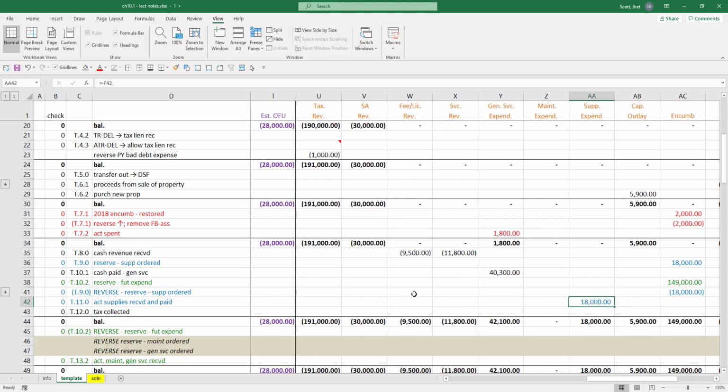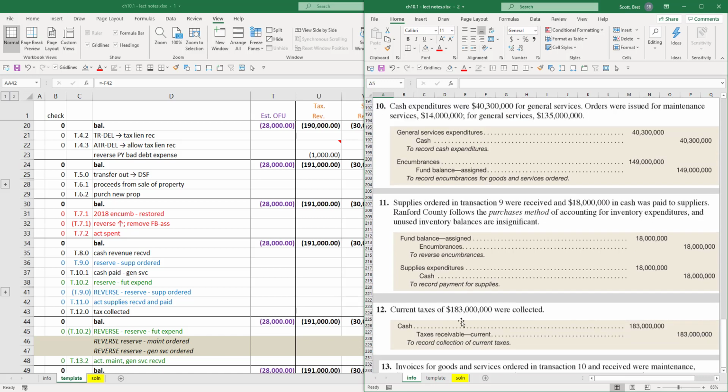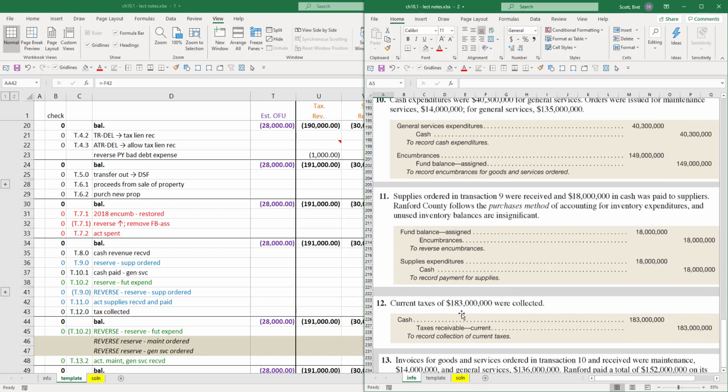So hopefully you see why we use the whole encumbrance balance. If we have any encumbrances that we don't actually receive or pay for, those will get carried over in the following year. But the encumbrances are like in and out, in and out, in and out most of the time during the year. That's transaction 11. Reverse out the encumbrance, then record the actual payment for the supplies as an expenditure. Supplies expenditures, not supplies asset.